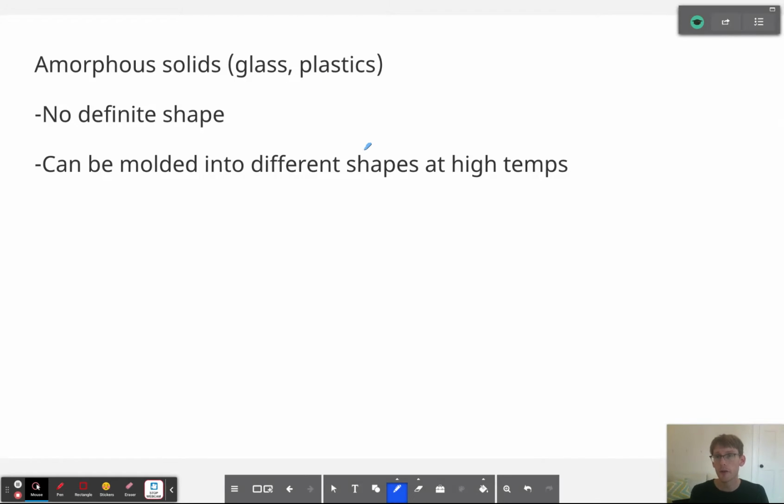So that's it. Those are all the different types of crystalline and amorphous solids.